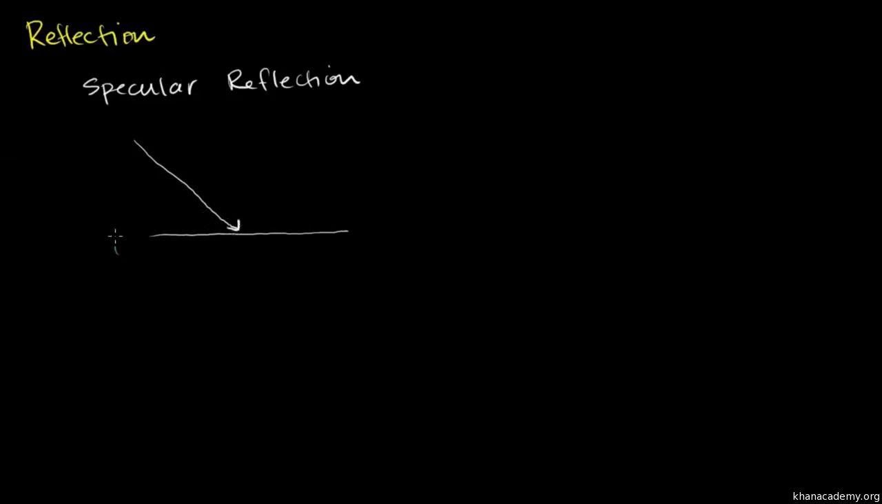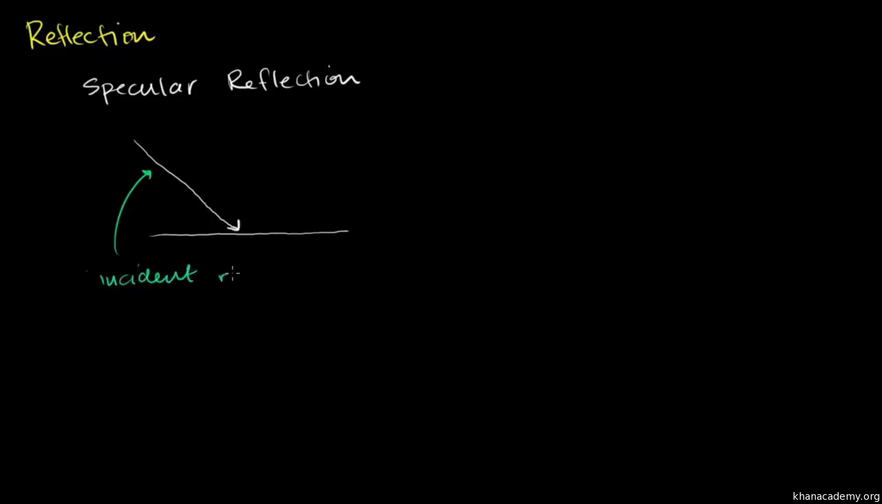Let me draw them. So the first type, and this is kind of what we normally associate with reflection, is specular reflection. And in specular reflection, let's say that this is the top of a mirror. This is the surface of a mirror. If I have a light ray coming in, and just to get the terminology right, this ray is the incident ray. And it's the incident ray because it's the ray as it approaches the reflective surface. That right there is the incident ray.